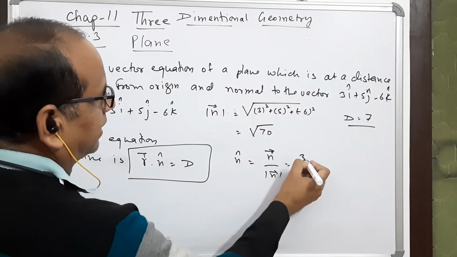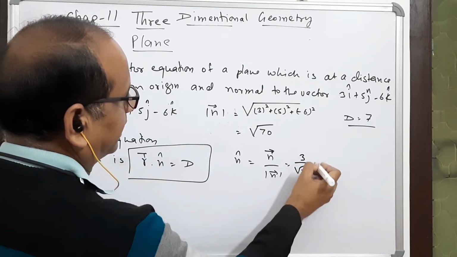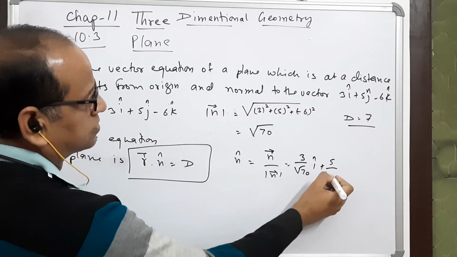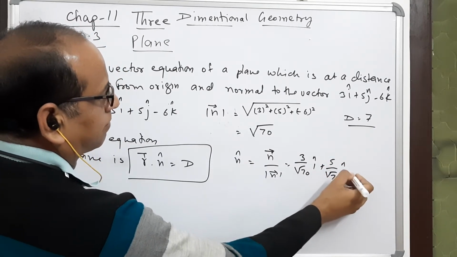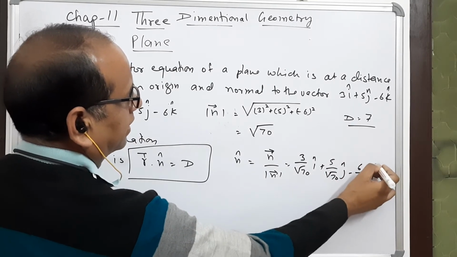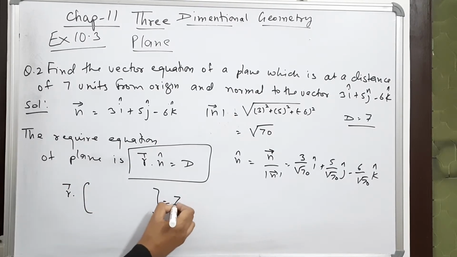So what will be the n cap? It is 3 upon root 70 i cap plus 5 upon root 70 j cap minus 6 upon root 70 k cap. That is the unit vector, yes, in the direction of this vector. So the equation of the plane will be directly now r vector dot n cap equals d.